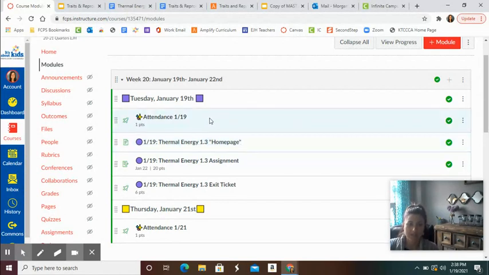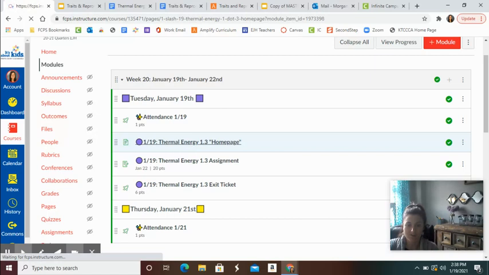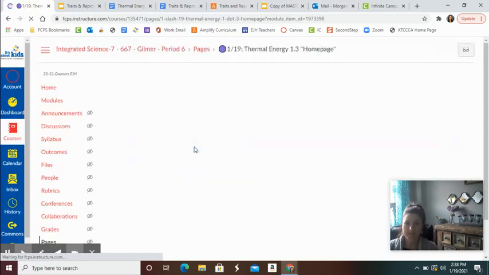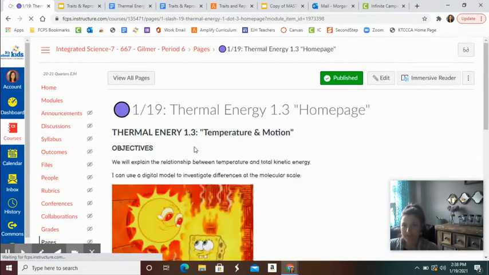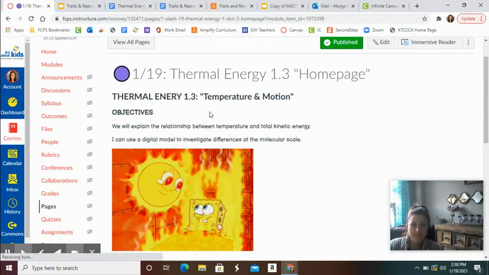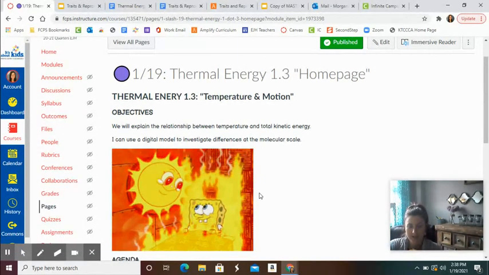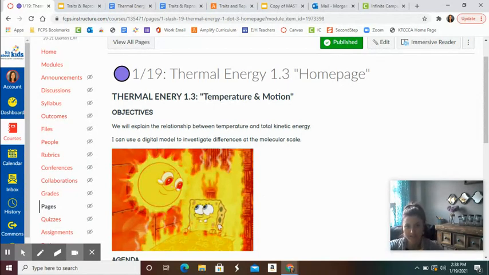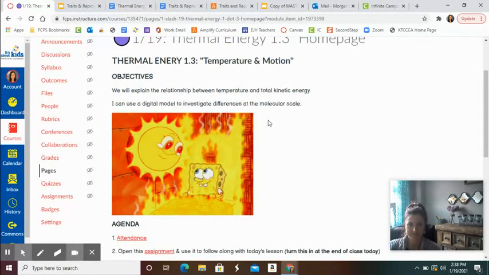Looking at our module for this week, you can dive right in to the homepage. Remember, everything is linked in that homepage, so you really only need to go there and everything will be available for you. We are focusing on temperature and motion. What does temperature have to do with energy in the motion of different things, especially molecules?